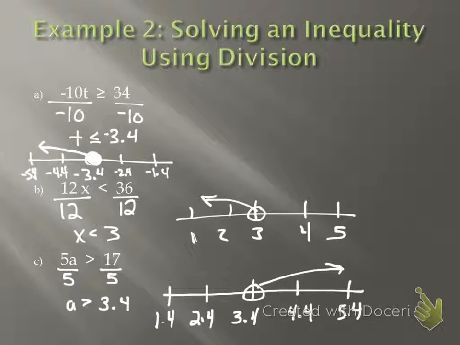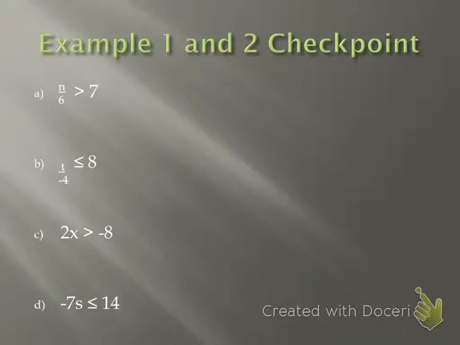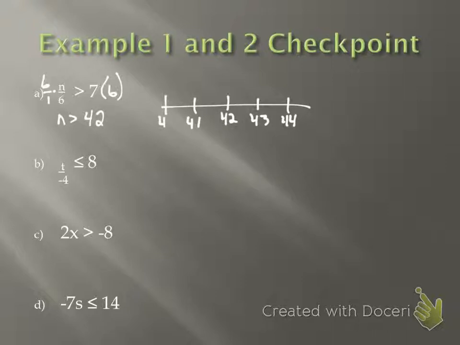All right. Okay, so now let's do the checkpoint, numbers 1 through 4, on page 145. All right, here we go. The first one, what's your answer? N is greater than 42. So 42, arrow going right, open dot.